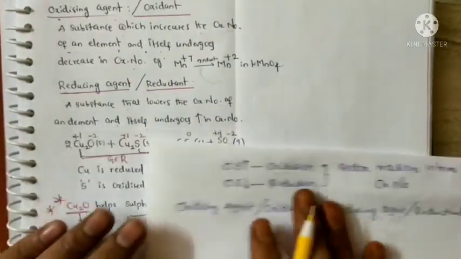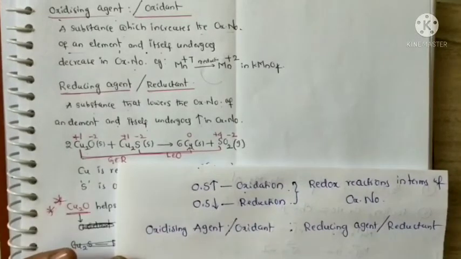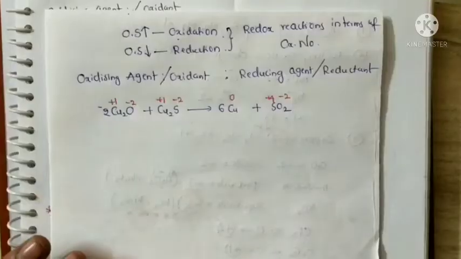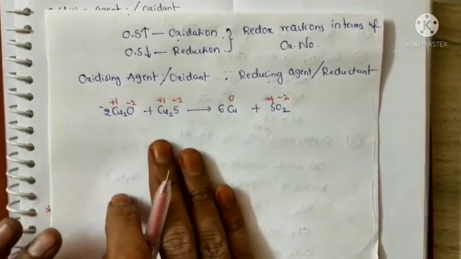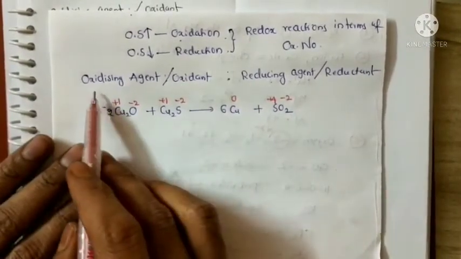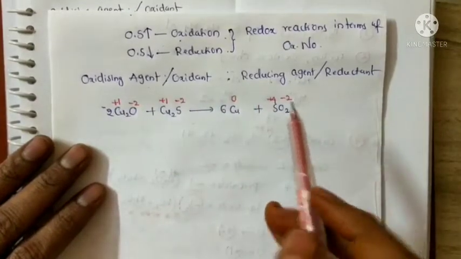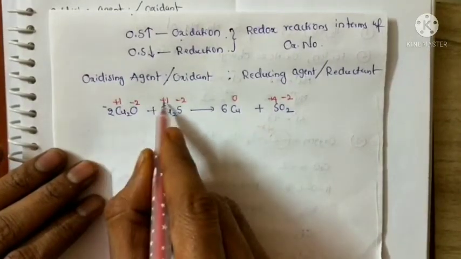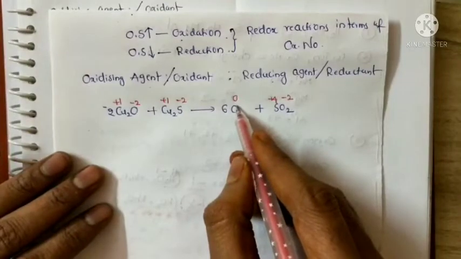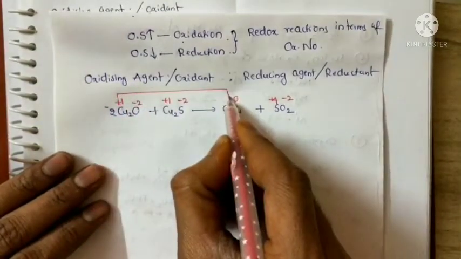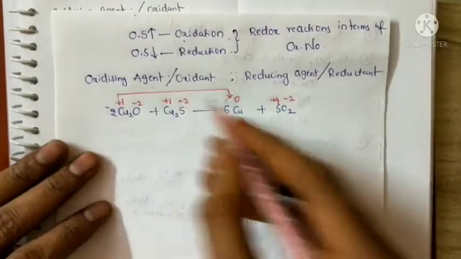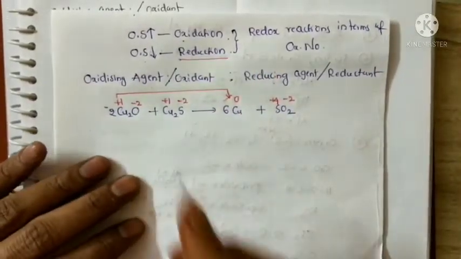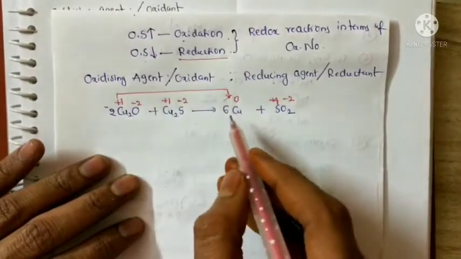We take one example. So from this, we will identify which one is the oxidizing agent and which one is the reducing agent. Copper, before the reaction, is in the +1 oxidation state, but after the reaction it becomes 0. That means the oxidation state decreases. Oxidation state decreasing is nothing but that element undergoing reduction. So reduction means gain of electrons.